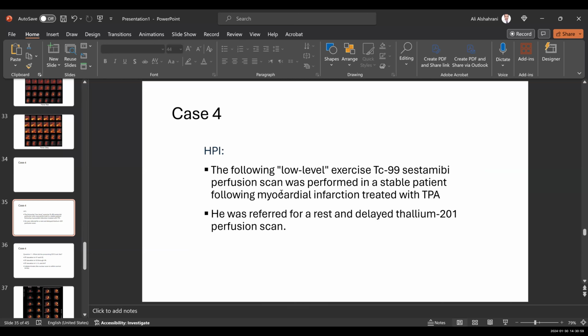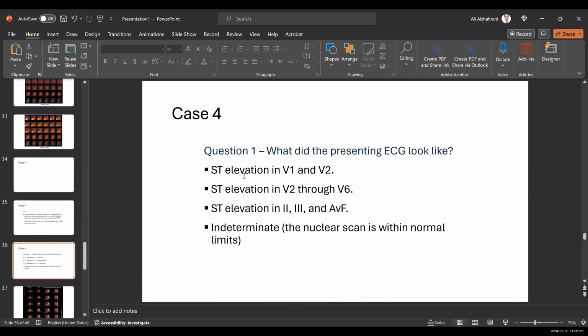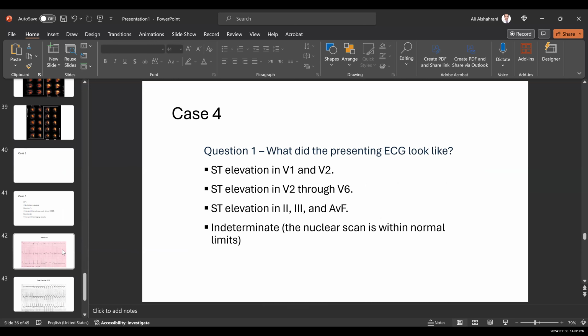This is case number 4. Following low-level exercise, a technetium perfusion scan was performed in a stable patient following MI treated with TPA. This is an old practice. They used to do it, but let's look at the imaging findings to learn from it. It was referred for rest and delayed thallium perfusion scan. Question 1, what did the presenting ECG look like? Where is it? Sorry, this is not.